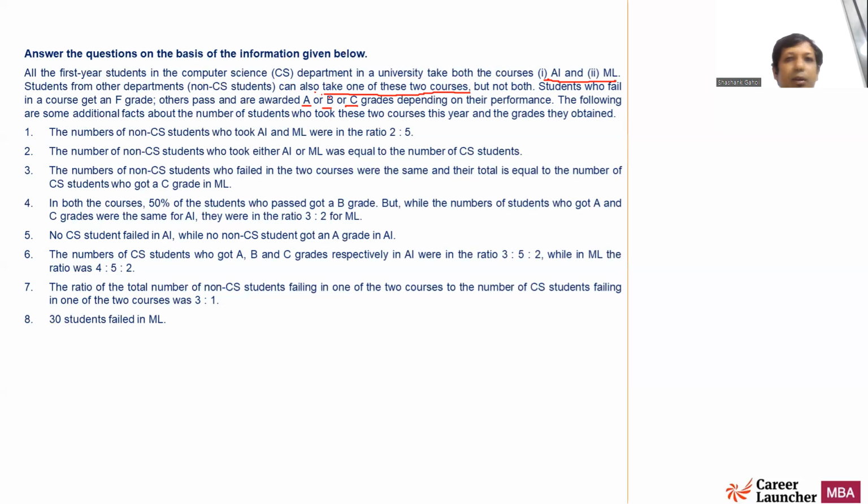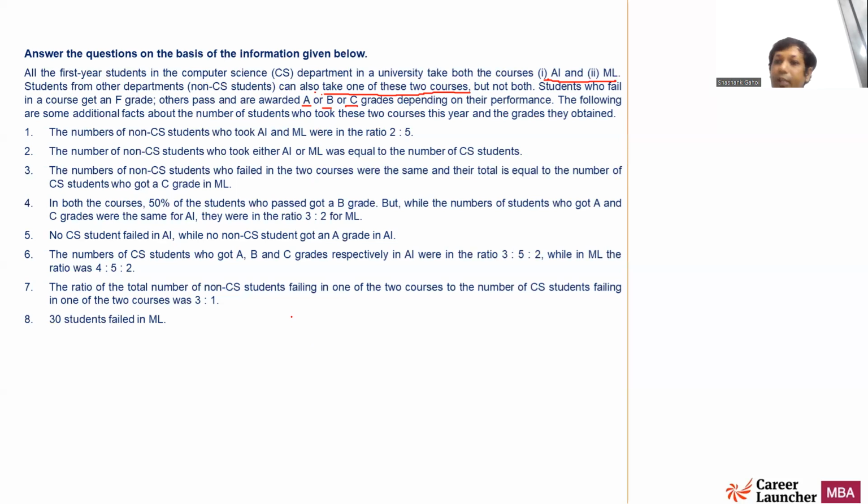The following are some additional facts. So some additional information is provided to us. The number of non-CS students who took AI and ML were in the ratio of 2:5. So basically, a lot of additional information is provided.